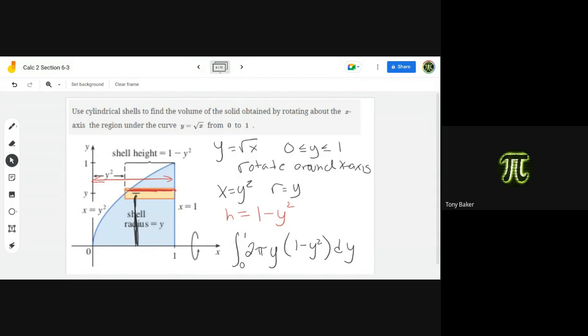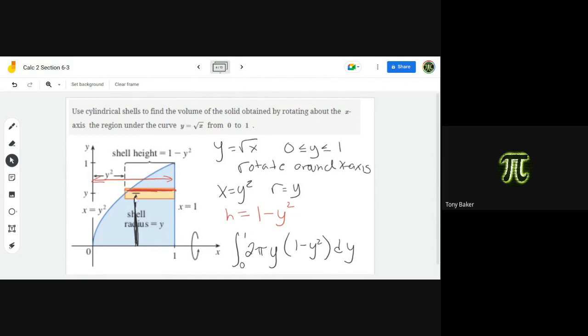This one's about the x-axis. It's the exact same problem. We're still going around the x-axis. This is my radius right here. Right? What substitutes for height? I'll explain that one in a second. You don't have a height for the other one because you're doing discs. You're looking for the area of the disc, so you didn't need height.